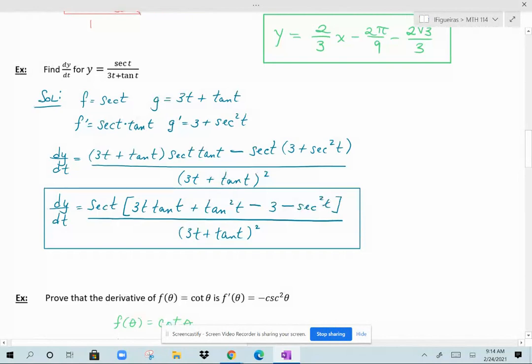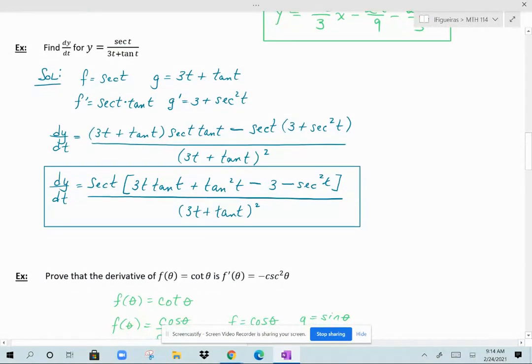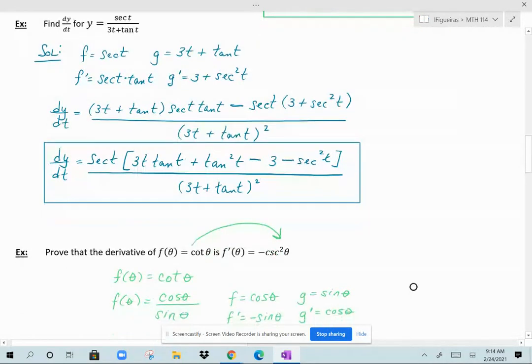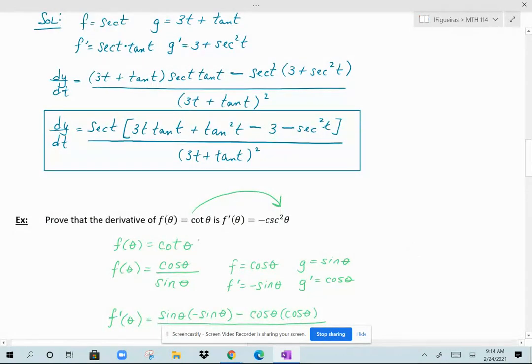Okay, so here's another problem where we're going to prove that the derivative is what it is. So here I want to prove that the derivative of cotangent of theta is negative cosecant squared. Similar to the one I did earlier regarding tangent, I'm going to rewrite cotangent as cosine over sine, which means I'm again using quotient rule. But this time my f is cosine, the numerator, and g is sine, the denominator. So f prime is negative sine of theta, and g prime is cosine of theta.